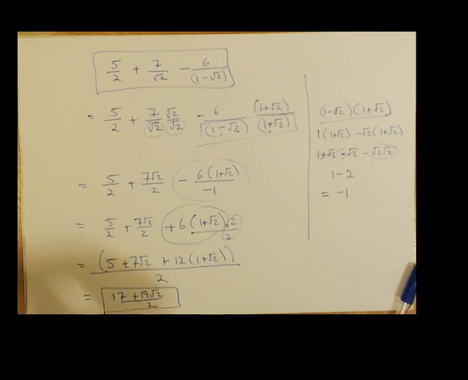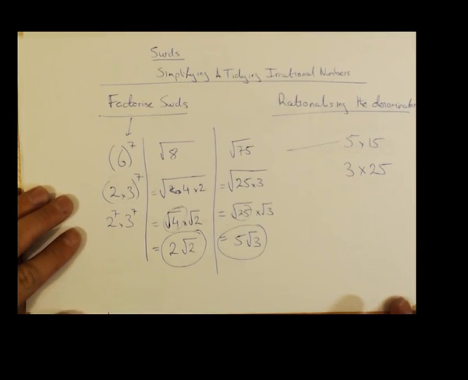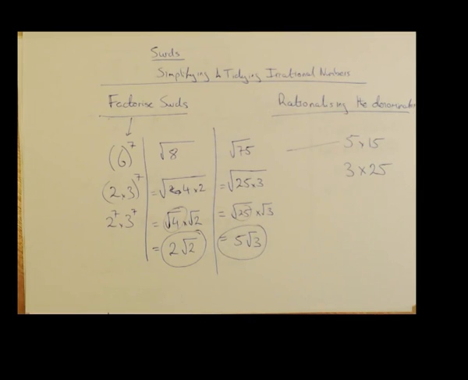Okay, so that's the different parts that we were looking at. We were looking at factorizing surds, which helps us to simplify and tidy them up, and rationalizing the denominator, which helps us to simplify and tidy up.